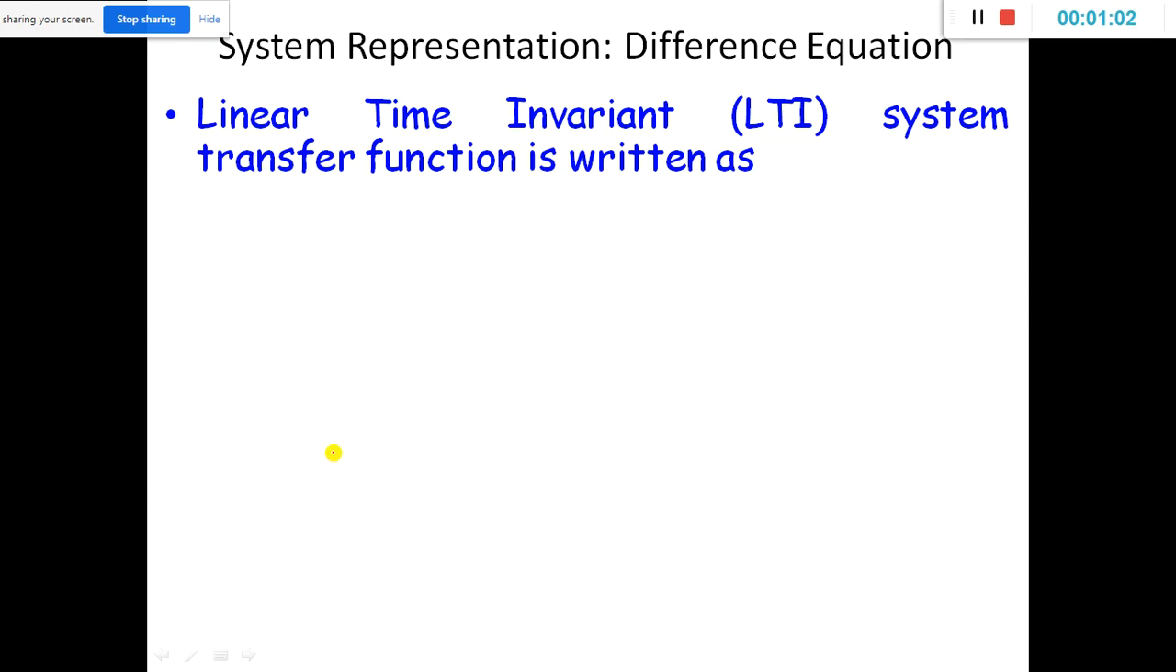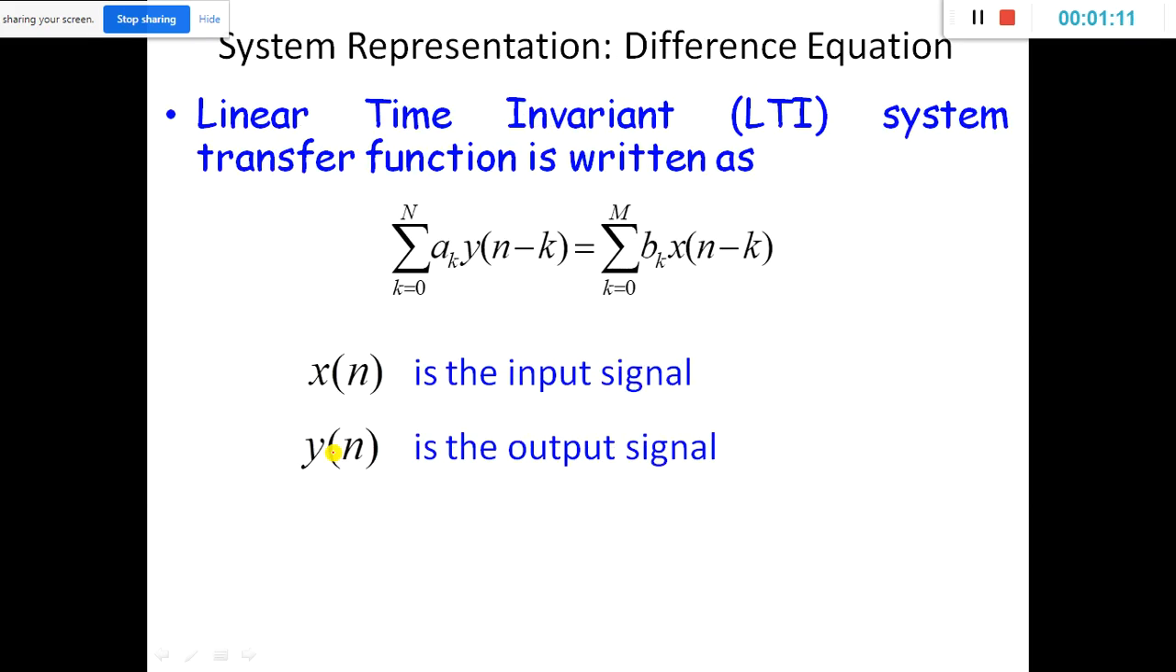Now, to move with the filter structures, first I should know how the filter is going to be represented. In order to represent the filter, we always take a linear time invariant system. And its equation, generally if you observe, is how the difference equation is going to be written, right?